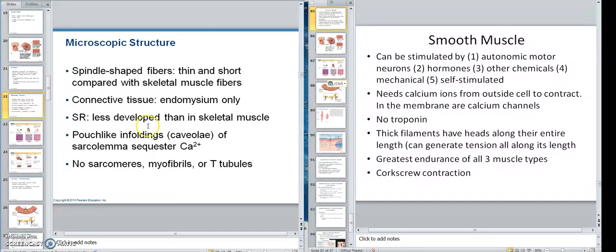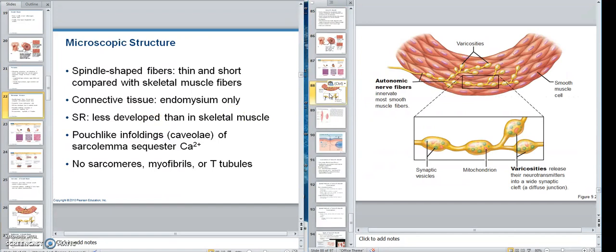Microscopic anatomy of this, okay? It's a spindle-shaped cell, thin and short, with little connective tissue. You only have an endomysium, which is just around the muscle cells. The sarcoplasmic reticulum is less developed because remember, the sarcoplasmic reticulum stored calcium. You get most of it from the outside. You pinch the calcium off in something called caveoli. So the membrane kind of pinches the calcium.